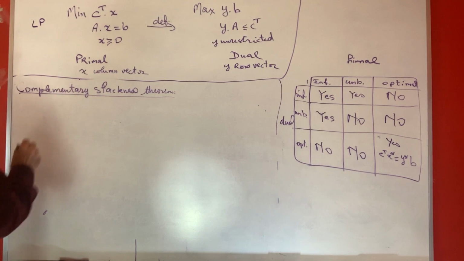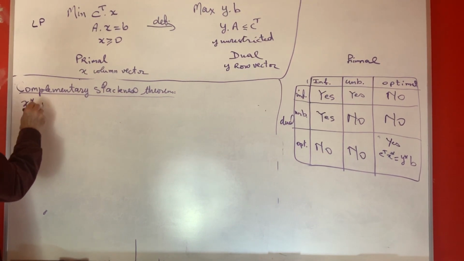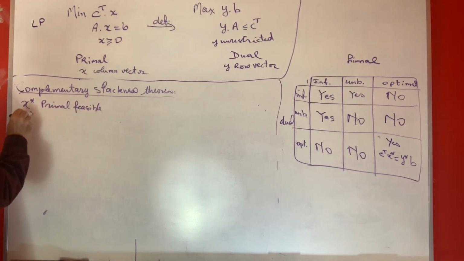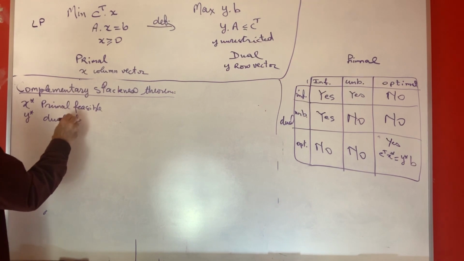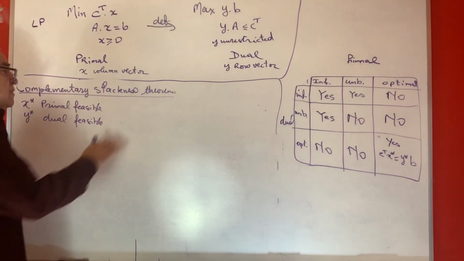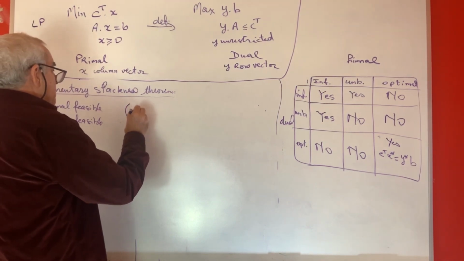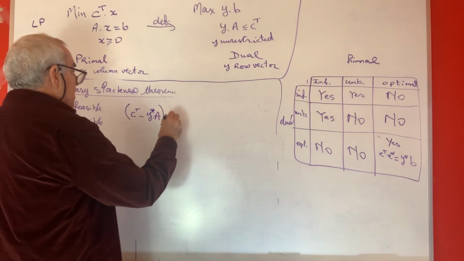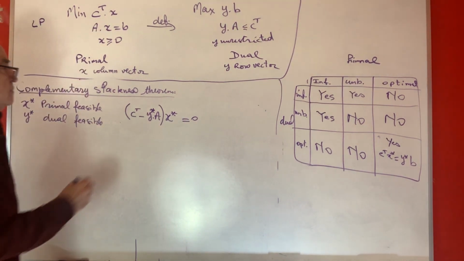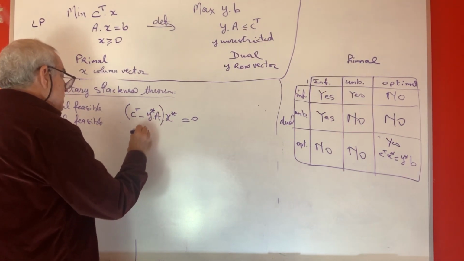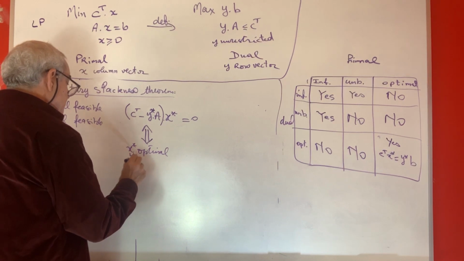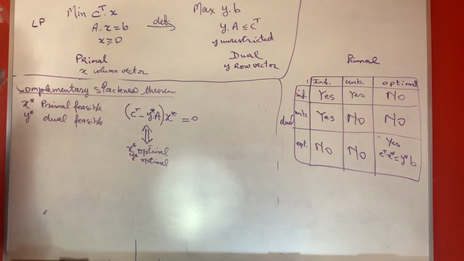So if I have X star primal feasible, not optimal, and Y star dual feasible, then I have this equivalence. C transpose minus Y star A times X star is equal to 0 is equivalent to X star optimal and Y star optimal. Okay? And the proof is very trivial.